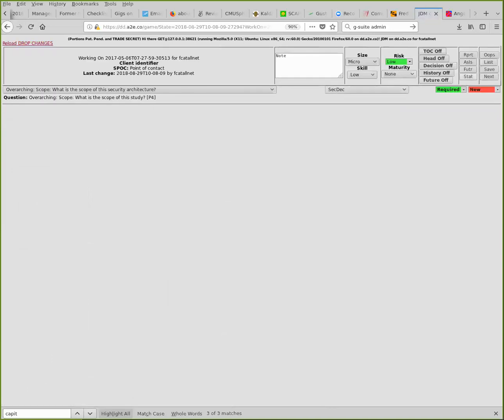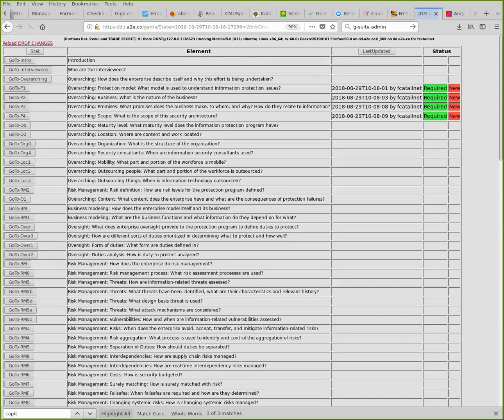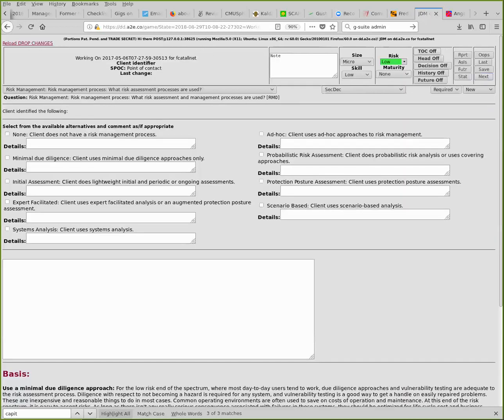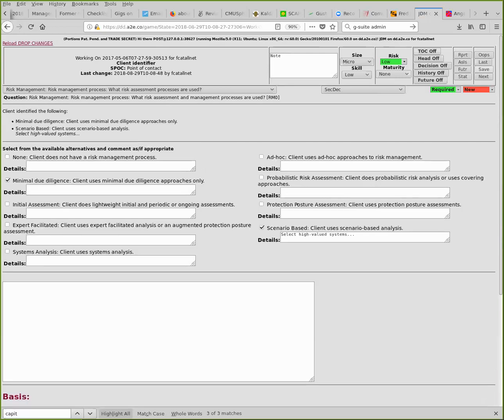So I'm just going to go to, let's see, we were on risk management processes, for example. What process to use? Well, we use minimal due diligence, and scenario-based we use for select high-valued systems. And you've got to, of course, correct your spelling. Thank goodness for automatic spell checking and correction. So you save this, and this is now how you've codified your decision.